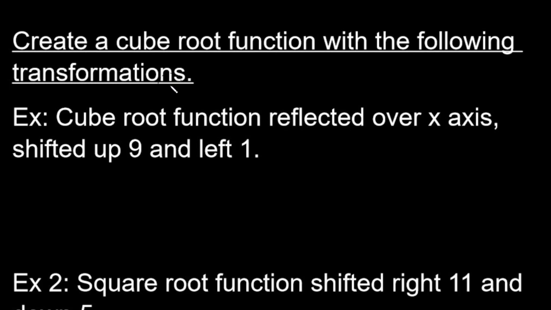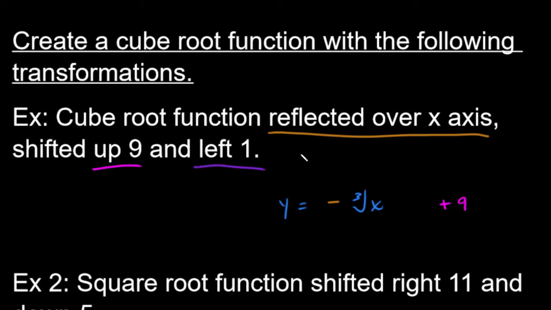A cube root function reflected over the x-axis, shifted up 9 and left 1. This is a cool problem. I like problems like this. Maybe that's why I gave it to you. So, it's a cube root function. That means I know there's going to be a cube root of x in it. Reflected over the x-axis. That means there's a negative sign in the front. I'll use different colors here. That means there's a negative in front. Shifted up 9. That means there is a plus 9 on the outside of the radical. And then left 1 means there's a plus 1 in the radical. Boom. Done. Look at that.